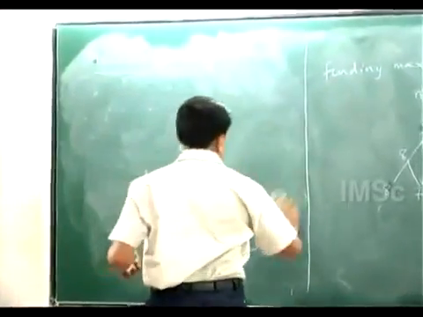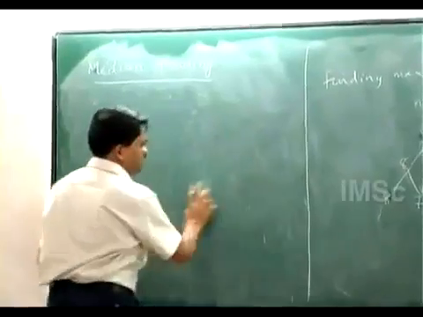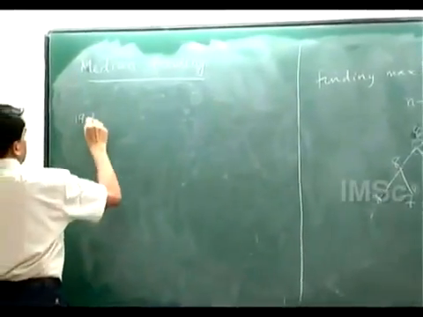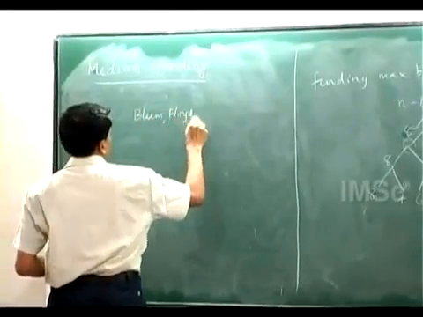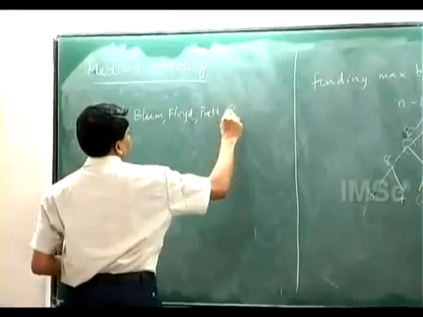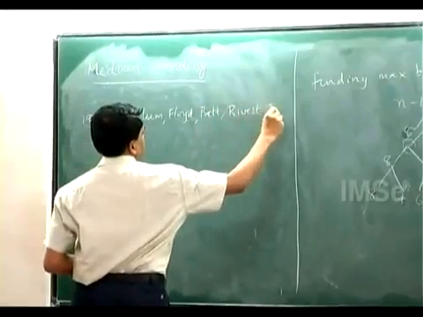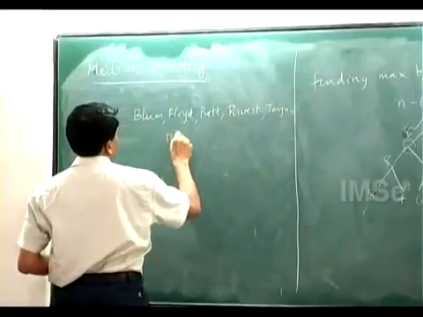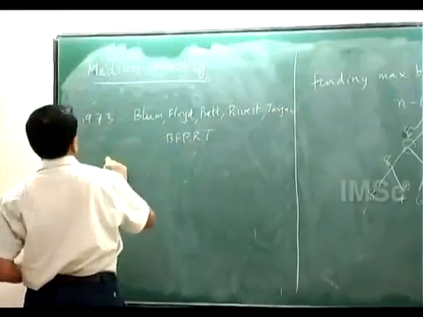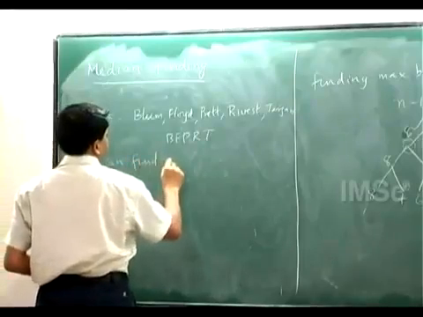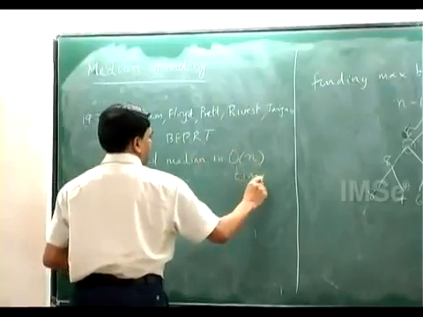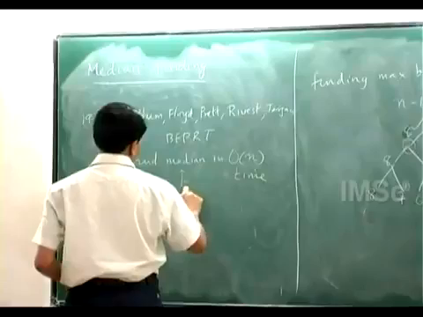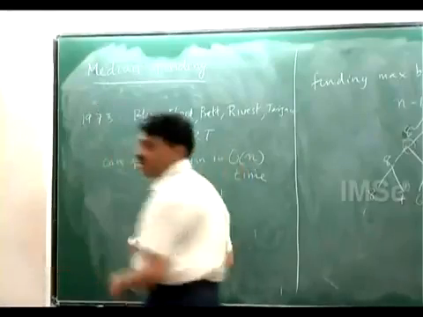In 1973, there are 5 authors: Blum, Floyd, Pratt, Rivest, and Tarjan. It's sometimes called the BFPRT algorithm. They showed that you can find not just the median, but any k largest for any k, in order n time.